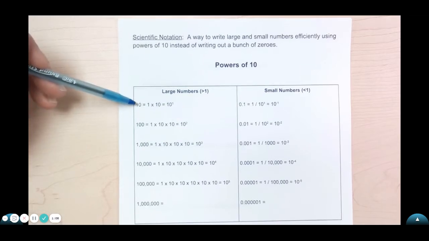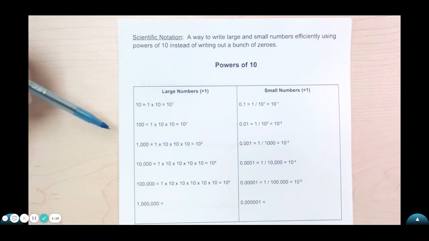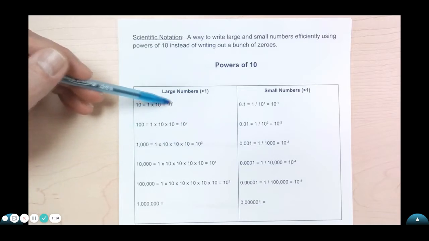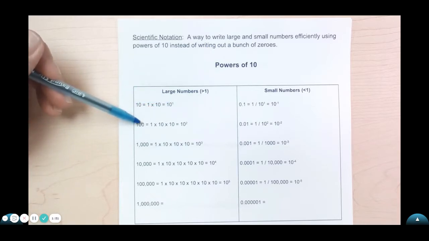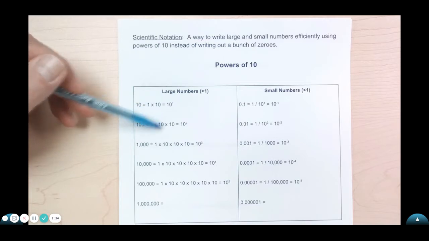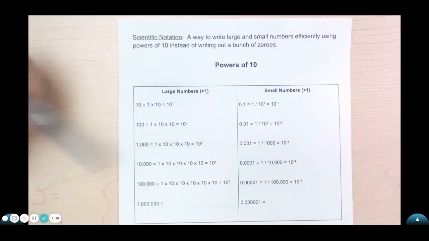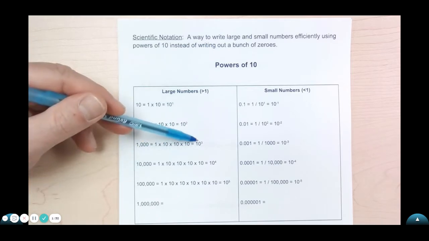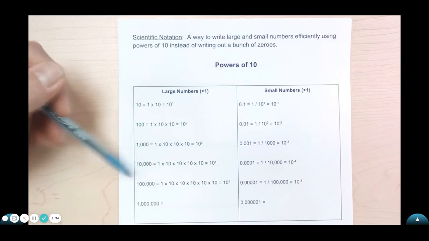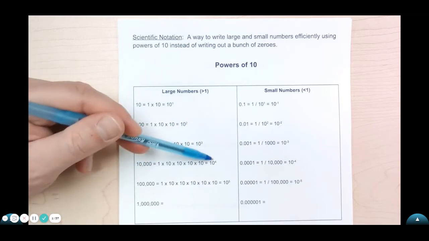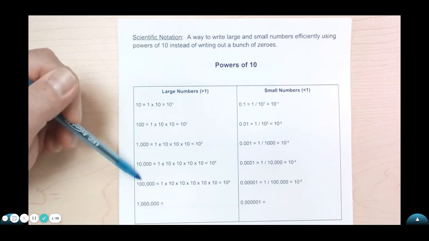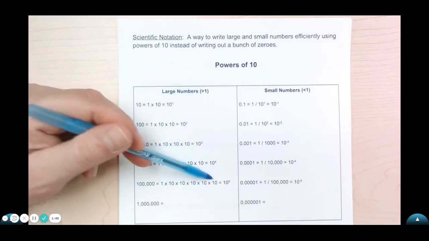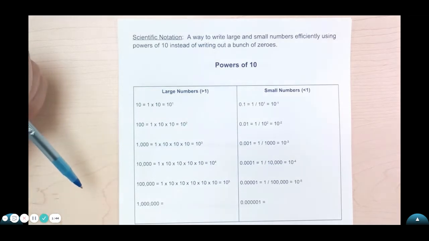So, this might seem a little redundant, but the number 10 is 1 times 10, but a way to write that shorthand is 10 to the first power, 10 one time. The number 100 is, of course, 1 times 10 times 10, but the shorthand way is 10 to the second power. 1,000 can be expressed as 10 to the third power. 10,000, that would be multiplying 10 by itself 4 times, 10 to the fourth power. 100,000 would be 10 multiplied by itself 5 times, 10 to the fifth power.